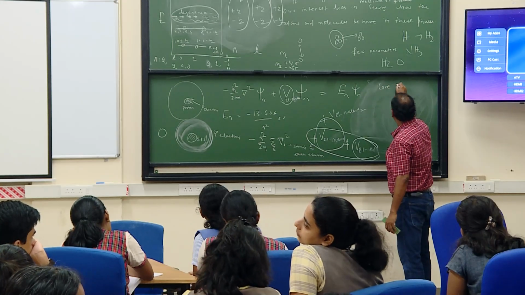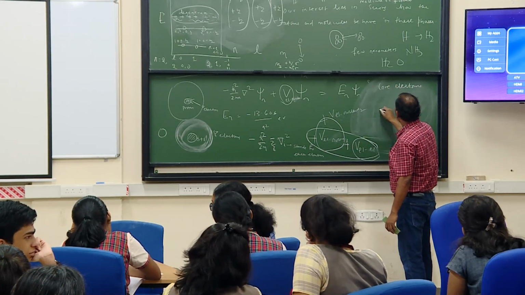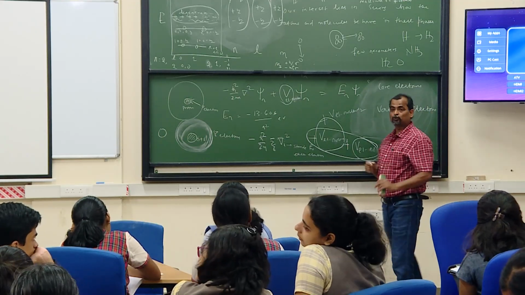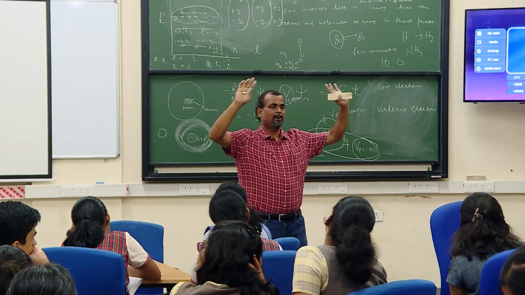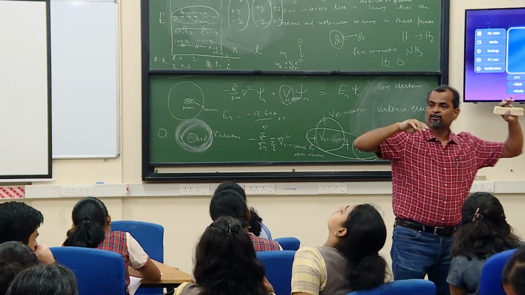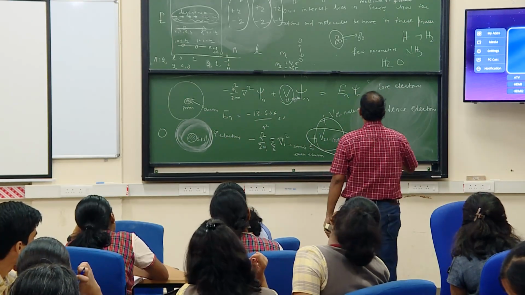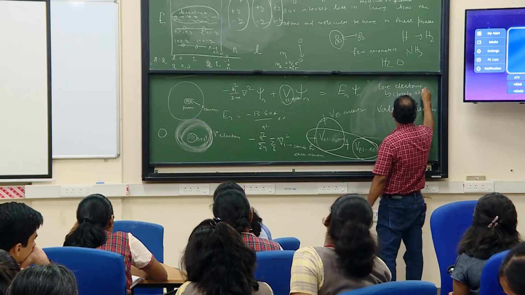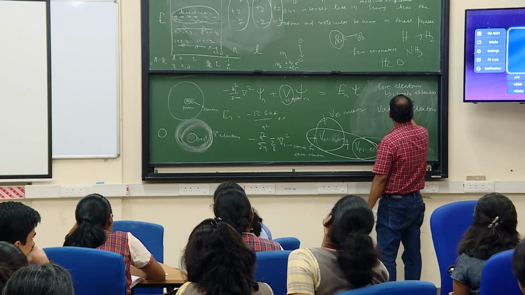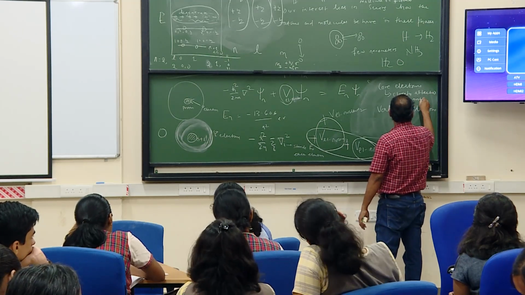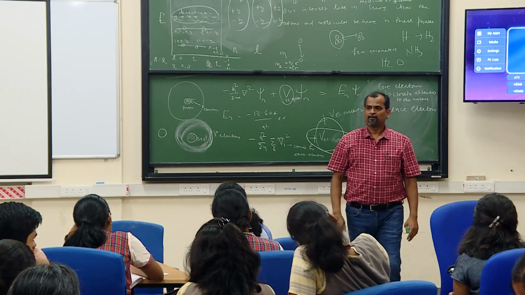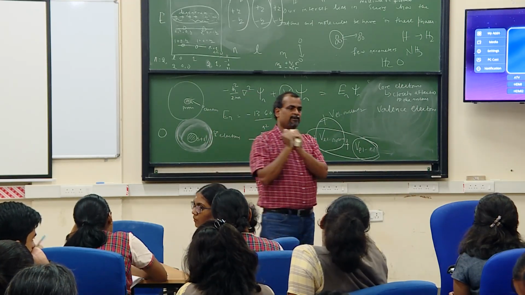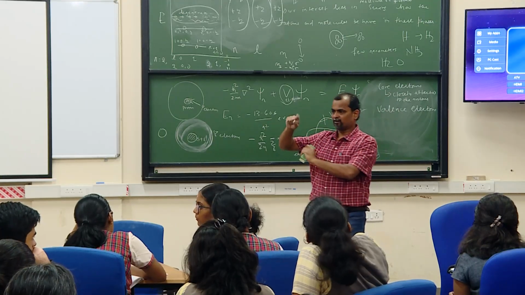Core electrons, valence electrons. I got two new terms, core electrons and valence electrons. Core electrons are the ones who are closely attached to the nucleus. Closely attached. They don't want to leave the nucleus. Like a baby, always wanting to be around mom.